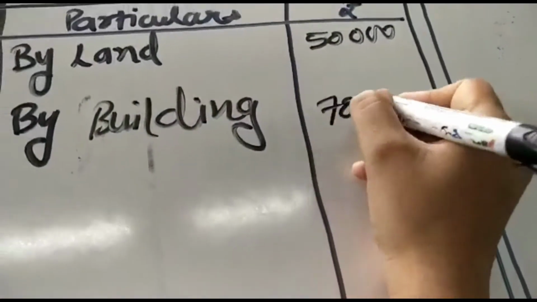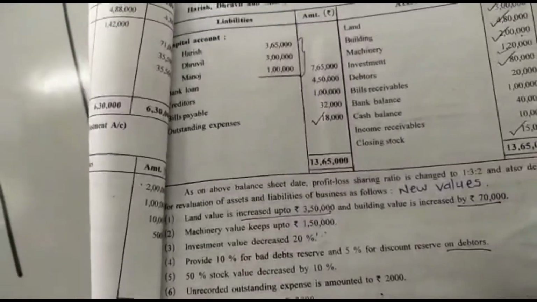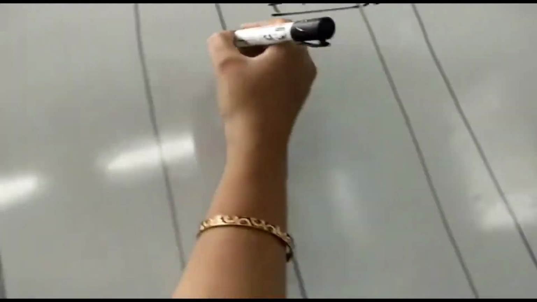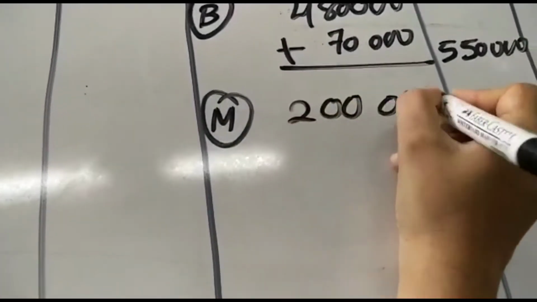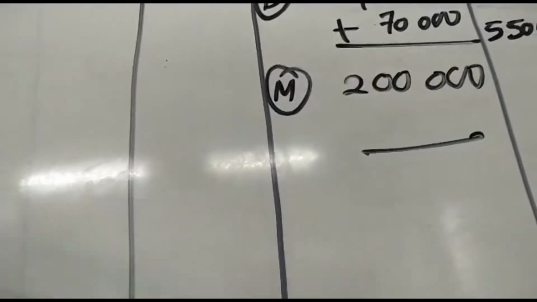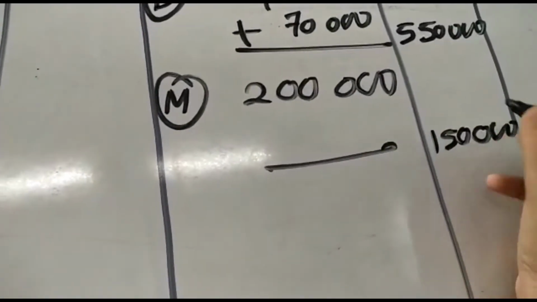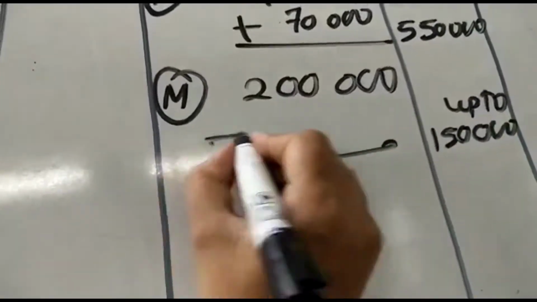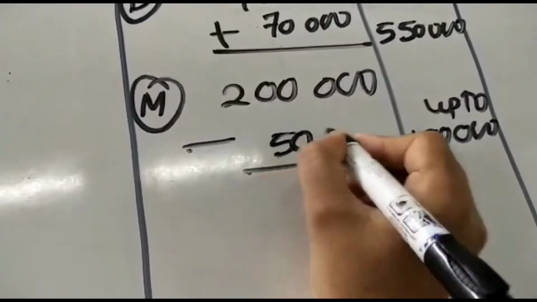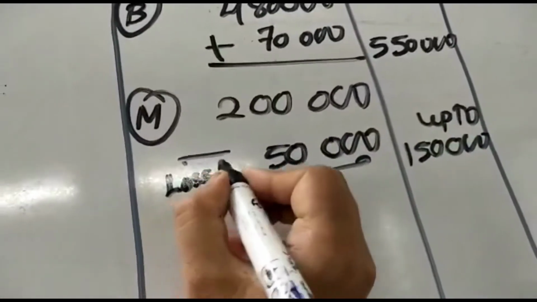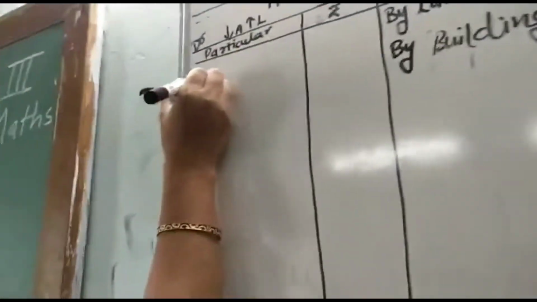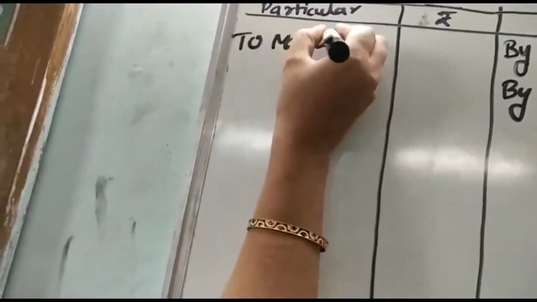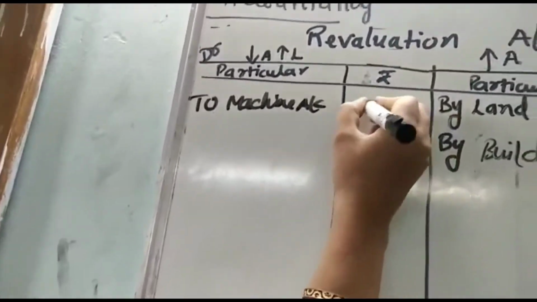That is 70,000. Next, machinery value kept up to rupees 1,50,000. So M for machine, its original value is 2 lakh in the old balance sheet and it is said up to 1,50,000, meaning that is what we have to keep. So here I can see there is a decrease by how much? 50,000. Is it a loss? Yes. So value has gone down. I am going to write 50,000 on revaluation account debit to machine account.